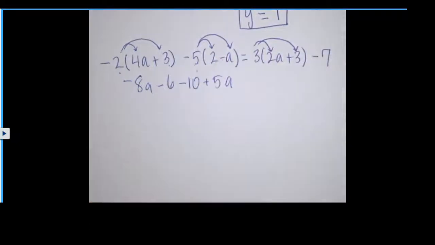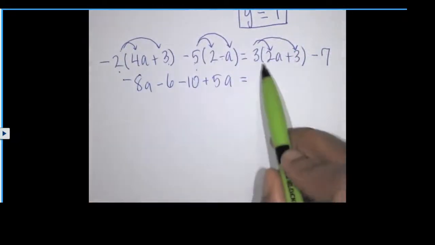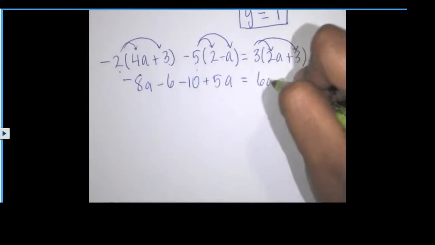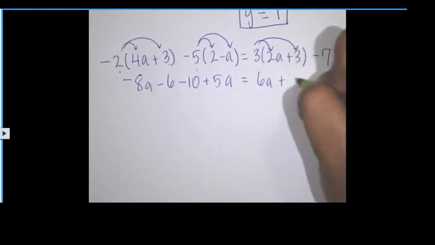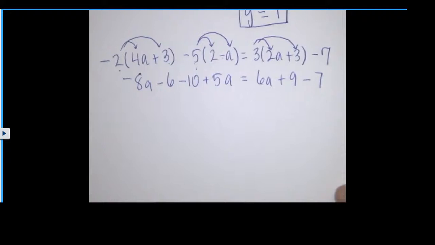Okay, we're done with that side. Now we'll put our equal sign. 3 times 2a is 6a. 3 times 3 is 9. And then we drop down that minus 7 in the back.